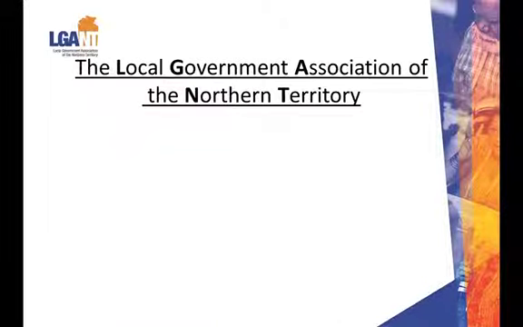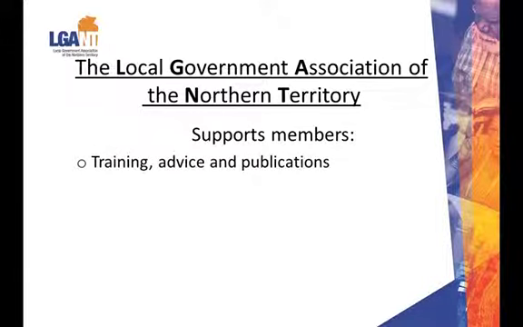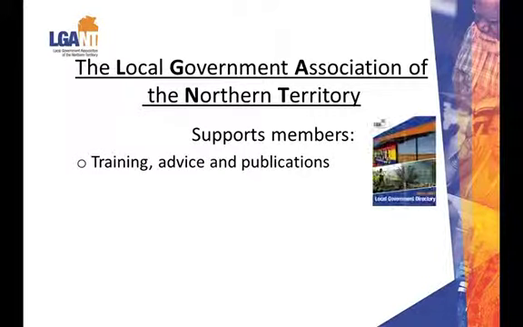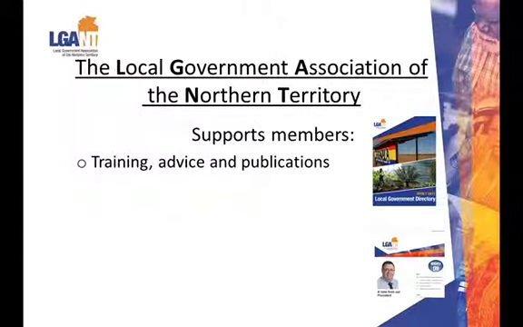So what does the Local Government Association of the Northern Territory do? LGANT supports its members in a number of ways. It provides training and advice and information through a number of publications and media. Some of these include our annual directory with council contacts and information, media releases, and our monthly newsletter. Governance training is offered for all council members and staff and includes a range of modules from roles and responsibilities, code of conduct, meeting procedures, and leadership and teamwork.